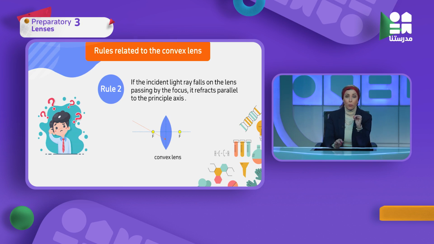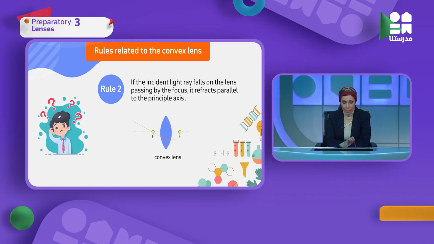And here is a point of confusion, and we always make a mistake here. You're going to write "the light reflects"? No, of course not. The light refracts. You have to mention here, we are talking about lenses, and lenses cause refraction of light. So you have to say the light will refract how? Parallel to the principal axis, as we see now in the drawing.